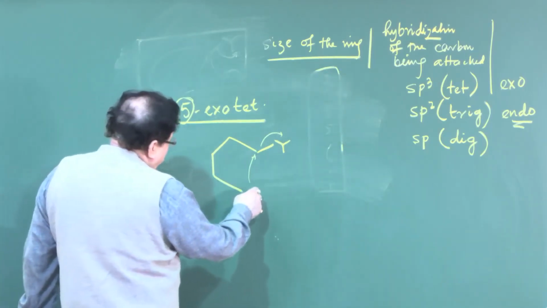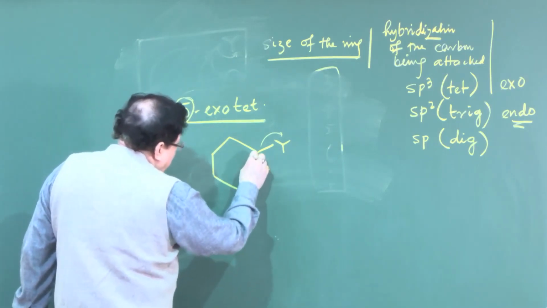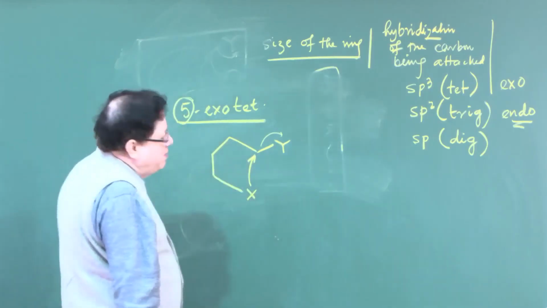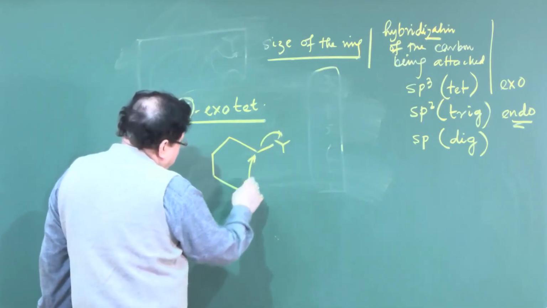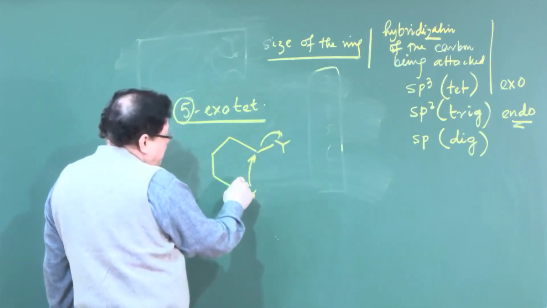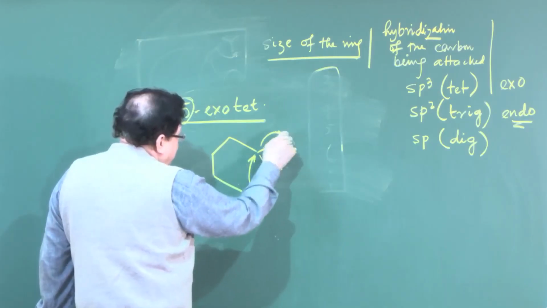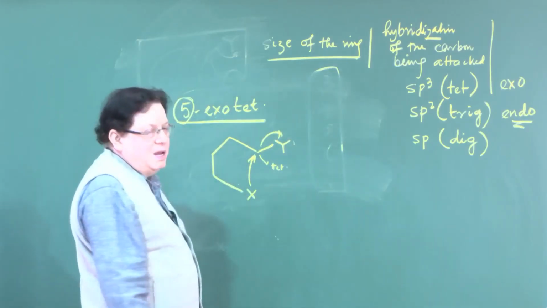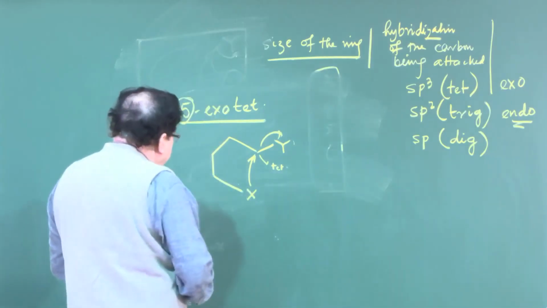and so now this is, if you put X here. So, if I ask you to show what is 5-exo-tet, that will be 5. First of all, this is the 5-membered ring that is being formed. This is the tet, and this is the exo cyclization. So, this is an example of 5-exo-tet cyclization.